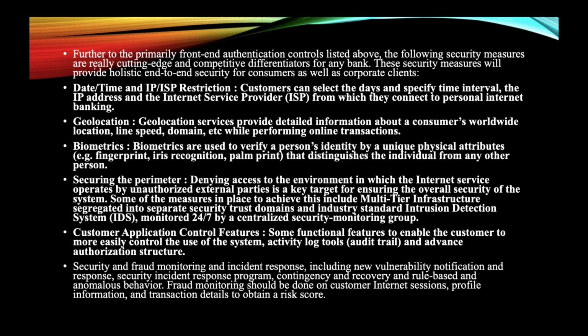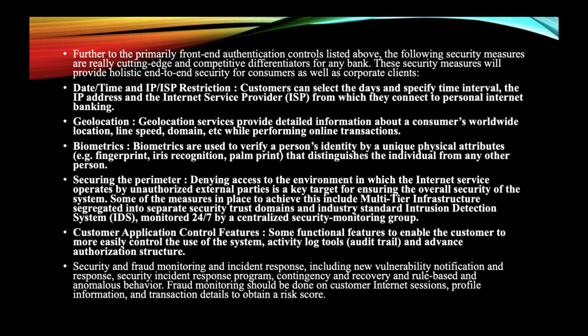Securing the perimeter. Denying access to the environment in which the Internet service operates by unauthorized external parties is a key target for ensuring the overall security of the system. Some of the measures in place to achieve this include multi-tier infrastructure segregated into separate security trust domains and industry standard intrusion detection system, IDS, monitored 24/7 by a centralized security monitoring group.